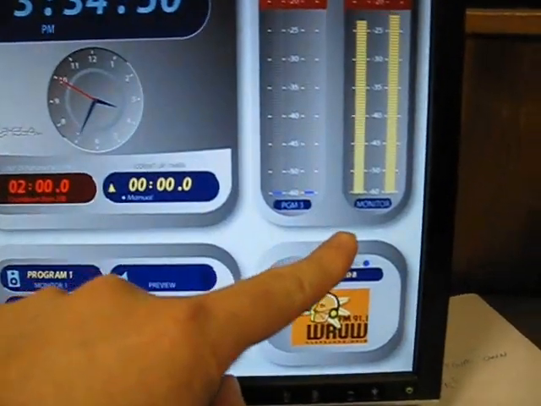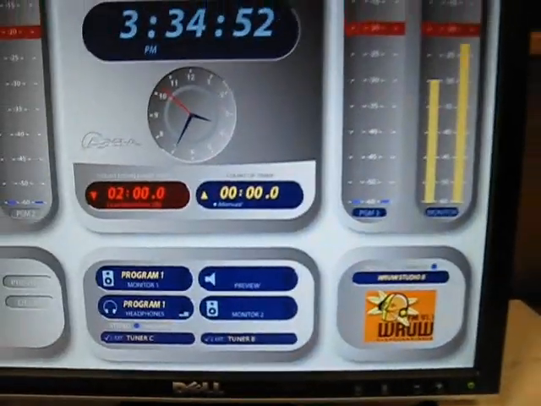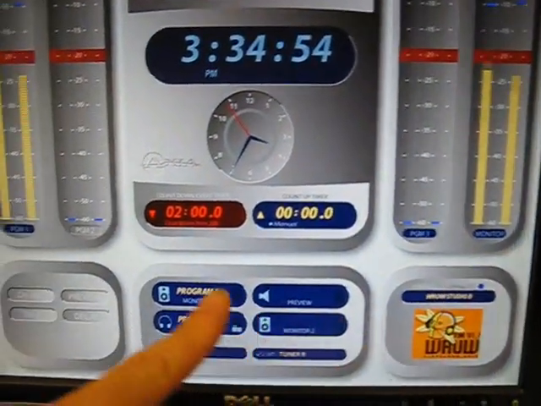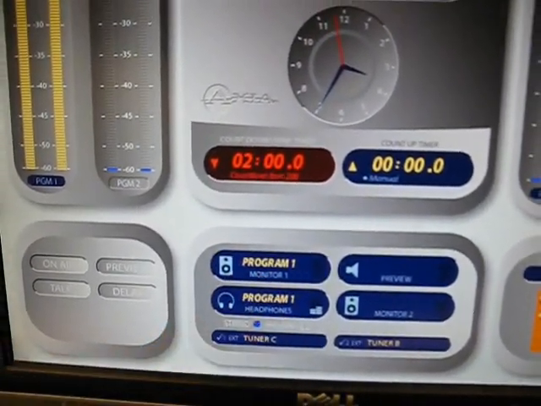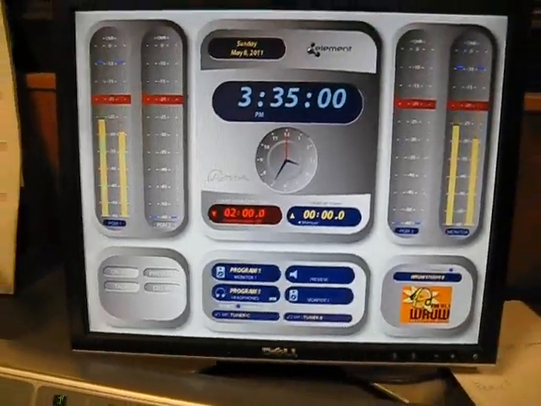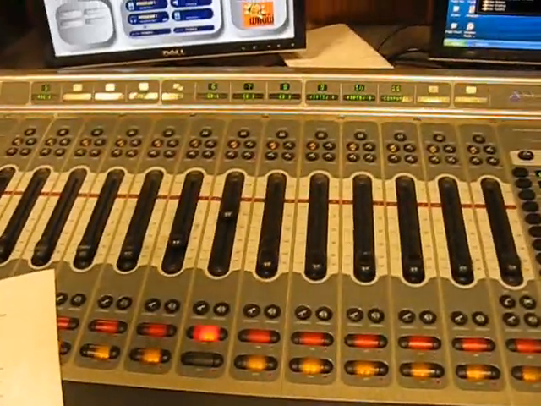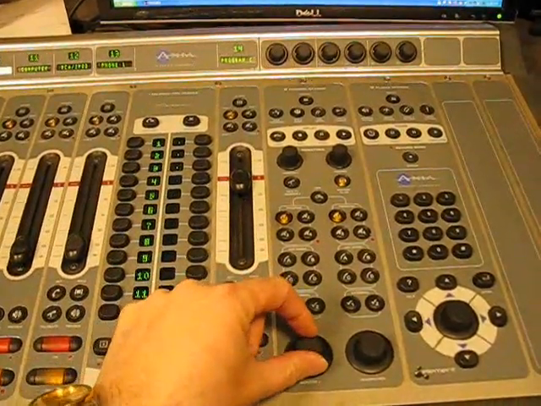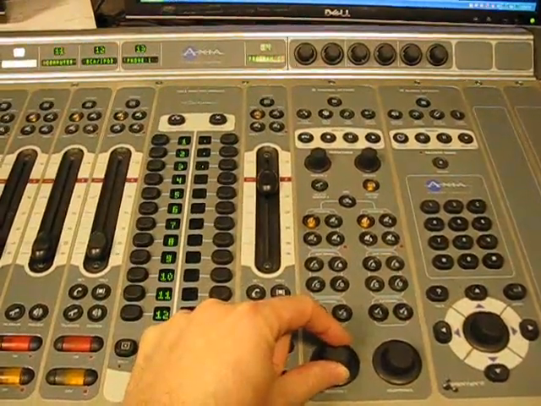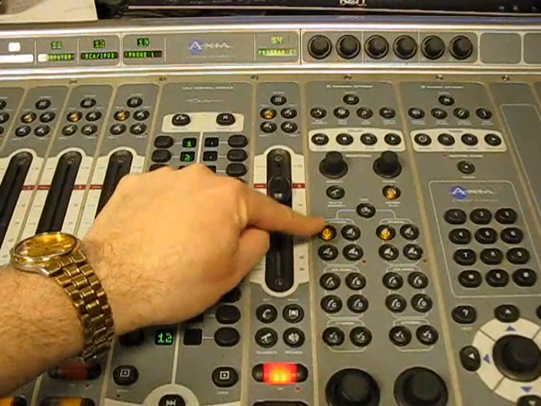Meaning, if you notice here, it says monitor, and that label is actually tied to this display right here, and it shows that I'm monitoring program 1, which means if I look at the console itself and go over to the right-hand side where we set the volume in the studio, we are monitoring program 1.